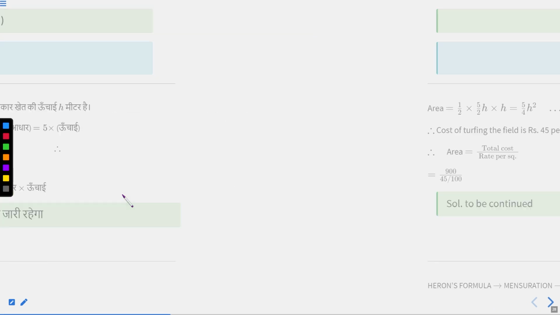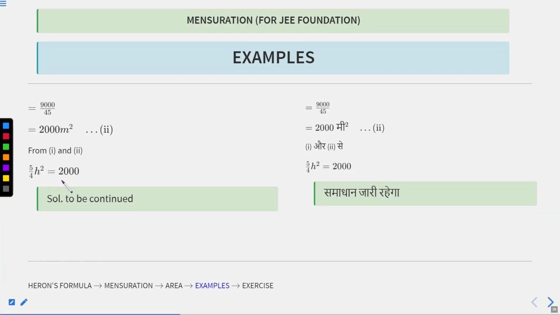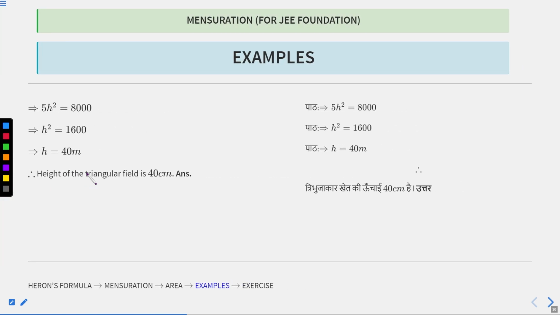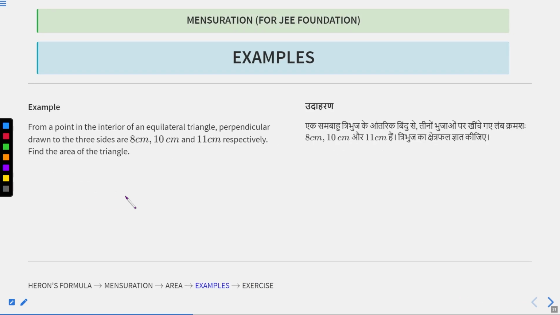Okay, so it is quite an easy solution. So the height is 40, that's what we calculated. Now let's move to the next. The next question is quite easy.